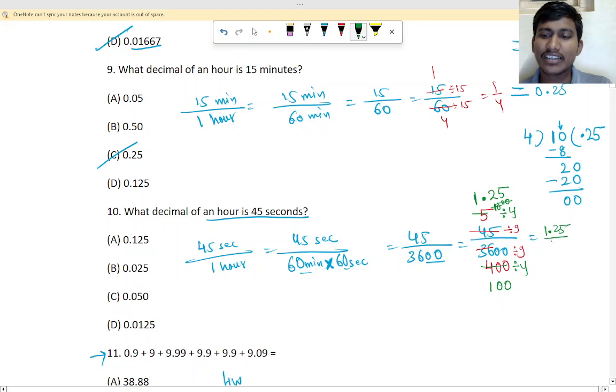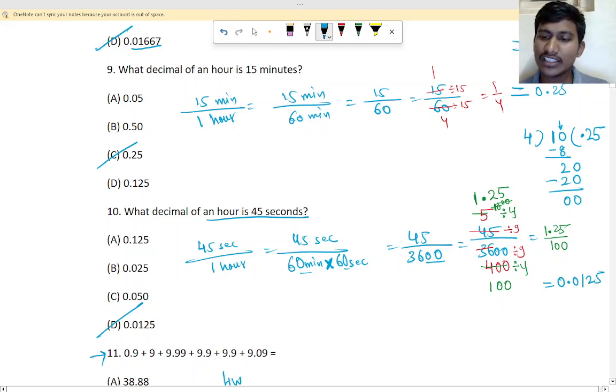1.25 divided by 100. I told you, when there are 2 zeros, how many decimal places do we have to take? 2 decimal places. So what will the answer be now? 0.0125. Yes. So if there are 2 zeros, we have to take 2 decimal places.